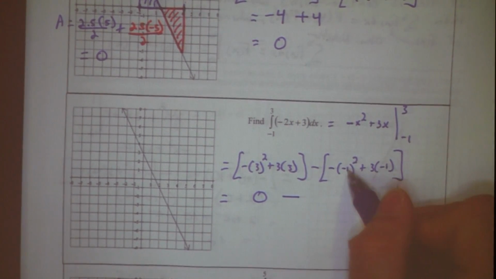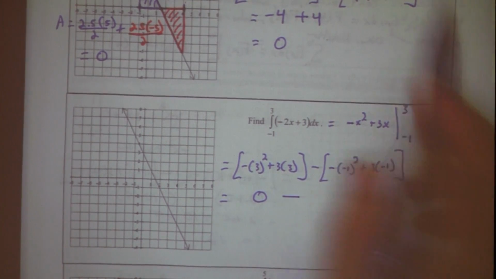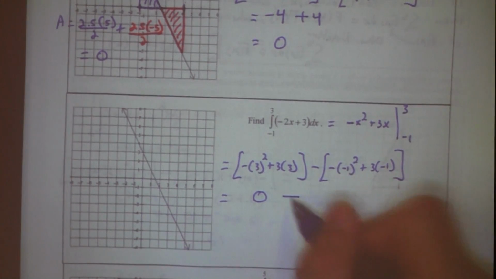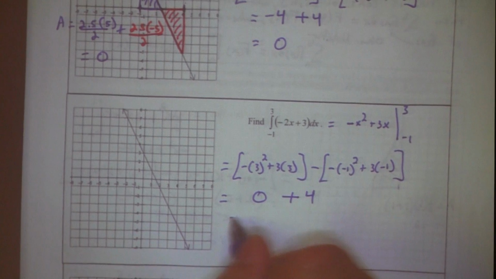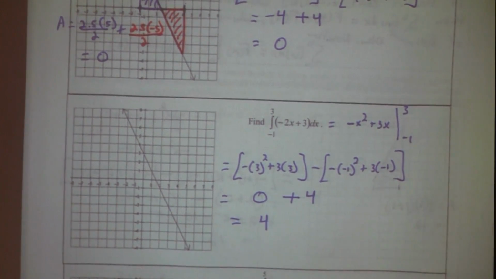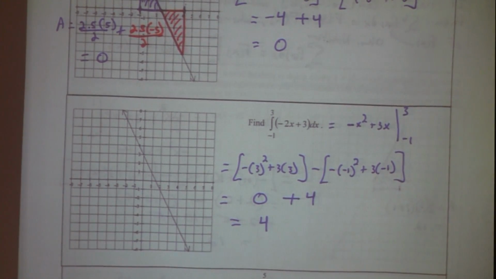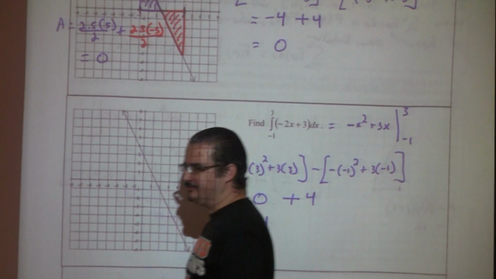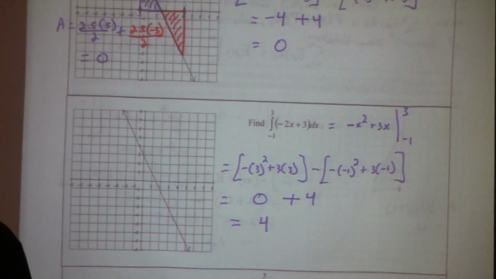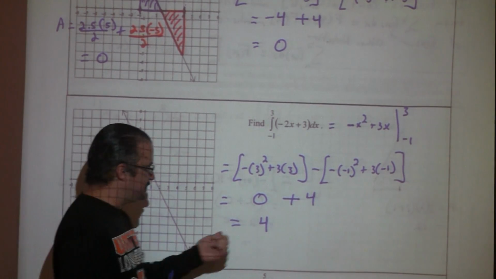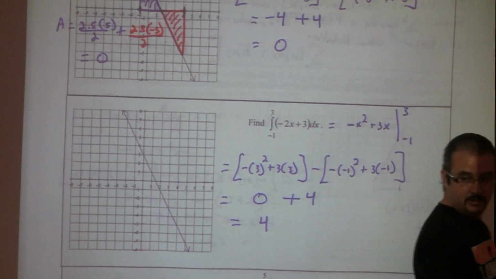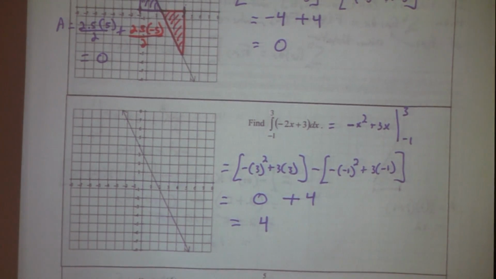Minus, what do we get when we plugged in negative 1 earlier? Negative 4, so it's going to become plus 4. We're getting a 4. So looking at this answer, when I draw the graph, what are we going to know? Probably it could be completely above the x-axis, or it could be predominantly above the x-axis, right? So let's see what happens in this case.